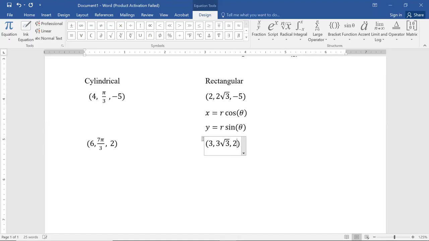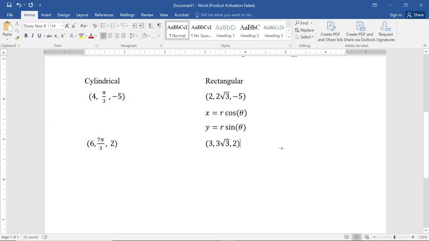And then the z value turns into a 2. By the way, you might say, why did we get the same thing? Why did we get 7 pi over 3? If you think about going around the unit circle, 7 pi over 3 is more than 2 pi. So 7 pi over 3 is the same thing as pi over 3. So very similar things. But it doesn't matter what you put in there.